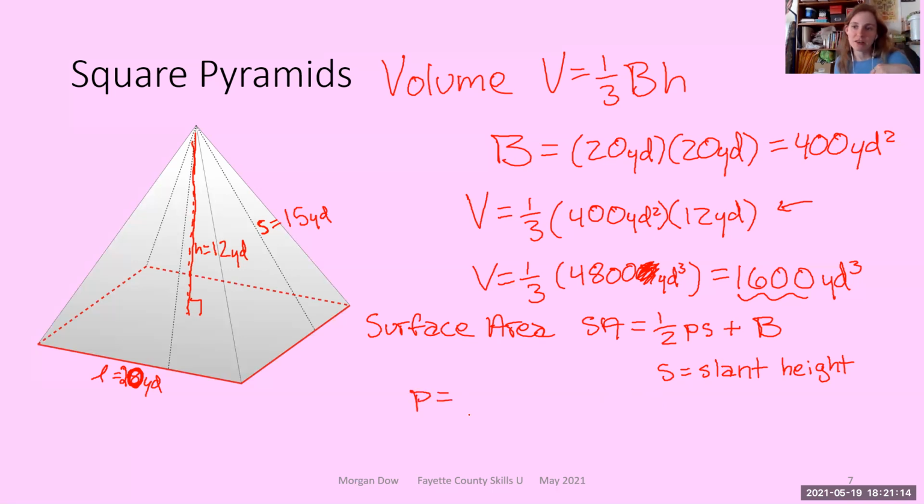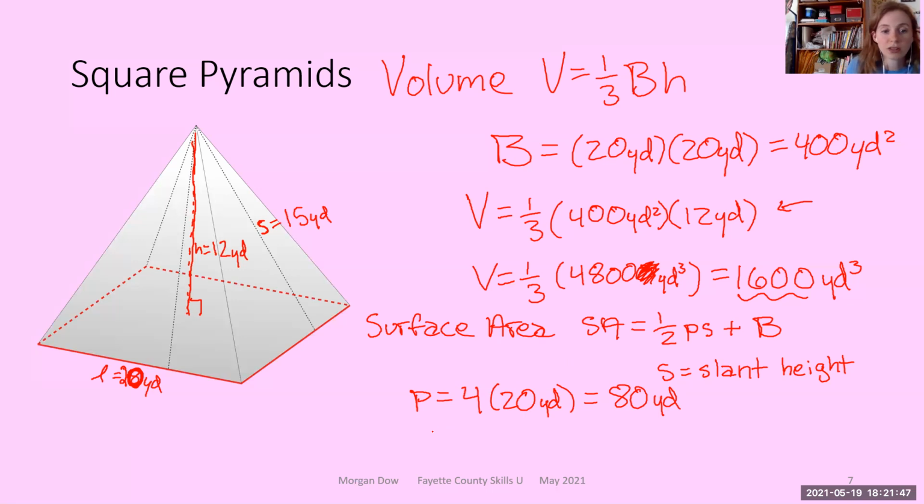So the perimeter of this base, it's a square. So adding up all of the sides of our square, well, it's 20 plus 20 plus 20 plus 20, right? All four sides added together. You could think of it as addition, or you could take a little shortcut and think of it as 4 times 20. I'm going to do it that way. So 4 times 20 yards gives us 80 yards. So it's 80 yards all the way around the bottom, the base of this pyramid.